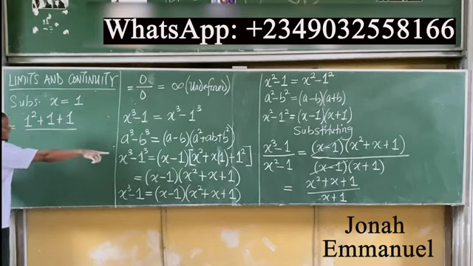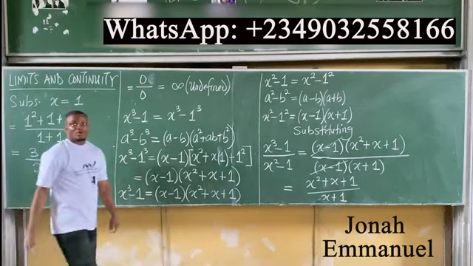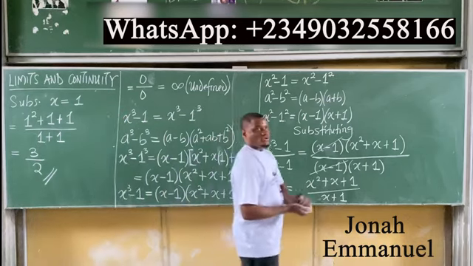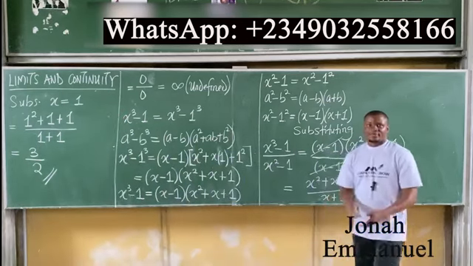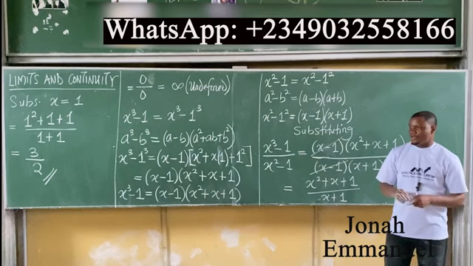All over, what do you have there? X plus 1. What's x there? 1 plus 1. This is equal to x squared is 1, plus 1 is 2, plus 1 is 3. 3 all over 1 plus 1. Your answer is 3 over 2. So this was from last year. You have this as 3 all over 2.